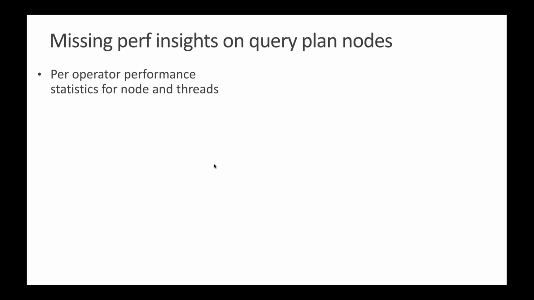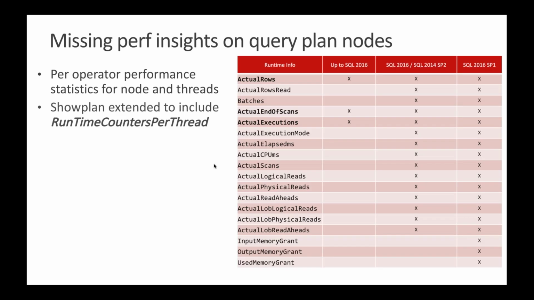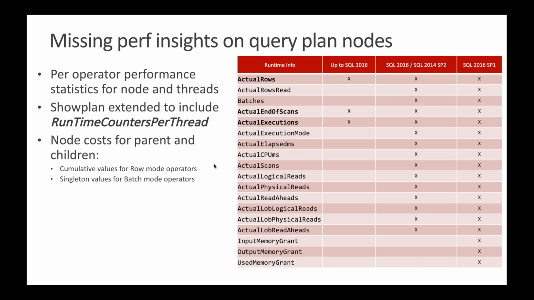We also get per operator performance statistics for nodes and threads, so lots of good insight that we didn't have before. And showplan is extended to include runtime counters per thread, so we can see the input memory grant, the output memory grant, the used memory grant. One of the other new things I saw was estimated rows read, so getting more information there. And we get node costs for parent and children. So we get cumulative values for row mode operators, and for batch mode operators, you get singleton values. They're different depending on what you're using.